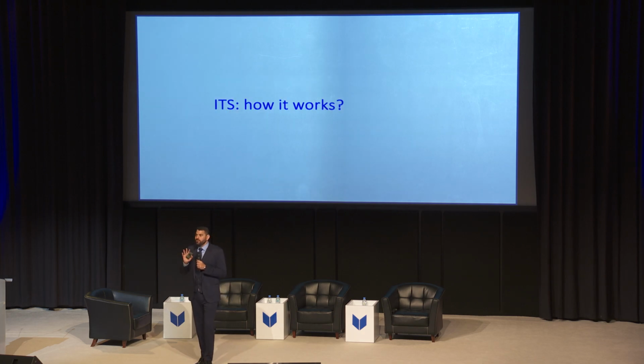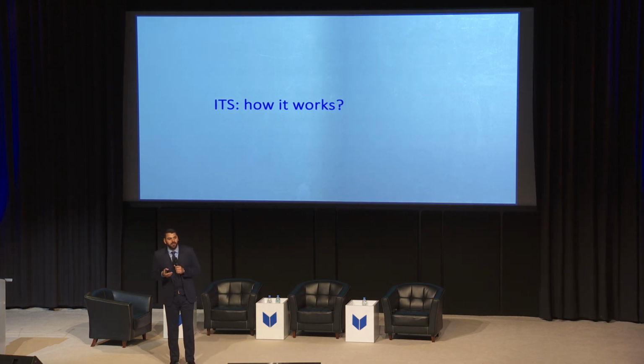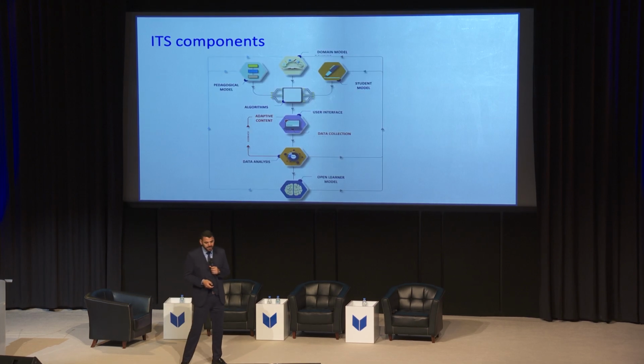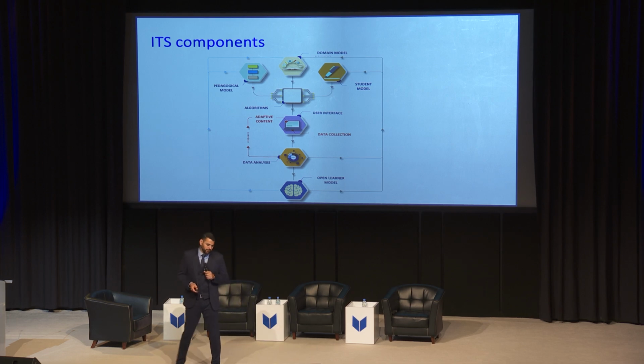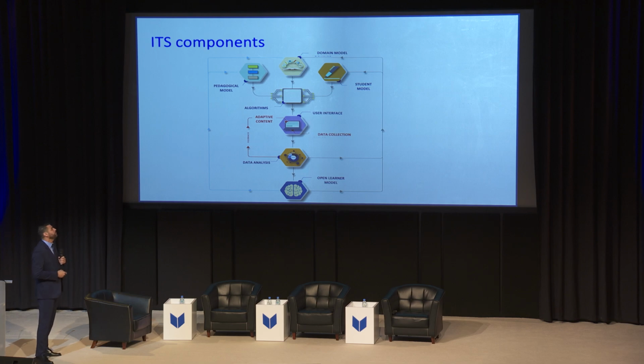Okay, so now we understand what an ITS is, what the goal is, and what the advantages of ITS are. Let's go deeply into how the ITS actually works. Usually all ITS are composed of different models, as you can see here: a pedagogical model, a domain model, a student model, and open learner models. These are the 4 main components. In the next slide, we'll explain what each model does.